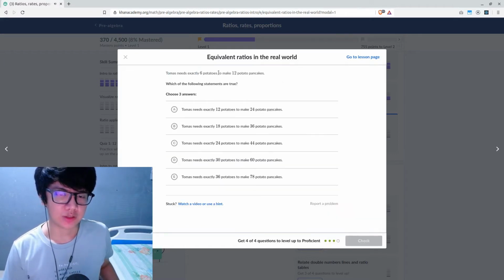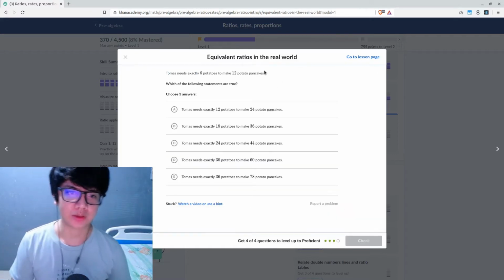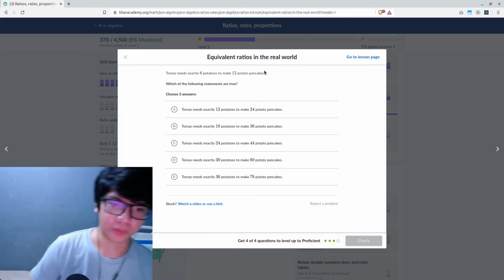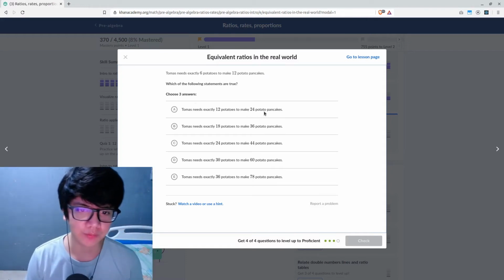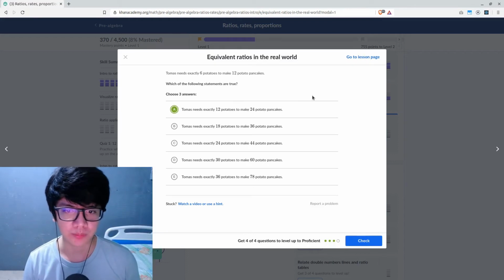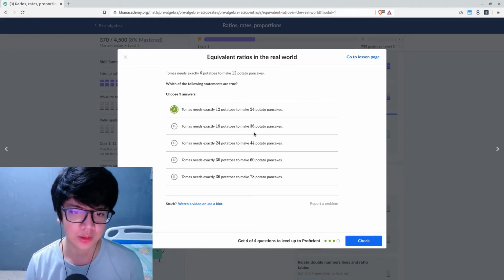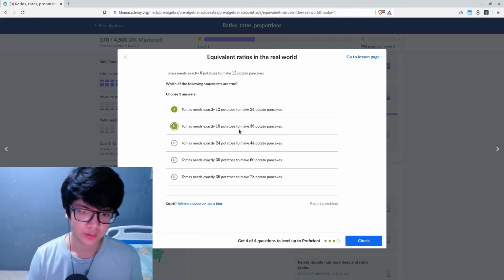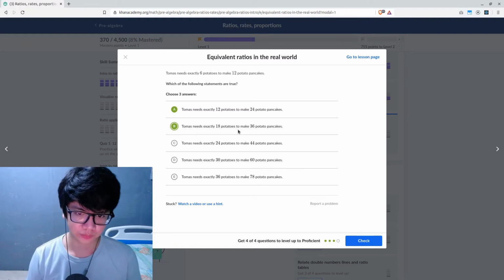Thomas needs exactly 6 potatoes to make 12 potato pancakes. Which of the following statements are true? Thomas needs 12 potatoes to make 12 potato pancakes. 18 potatoes to make 36 pancakes. Yeah. Good answers.